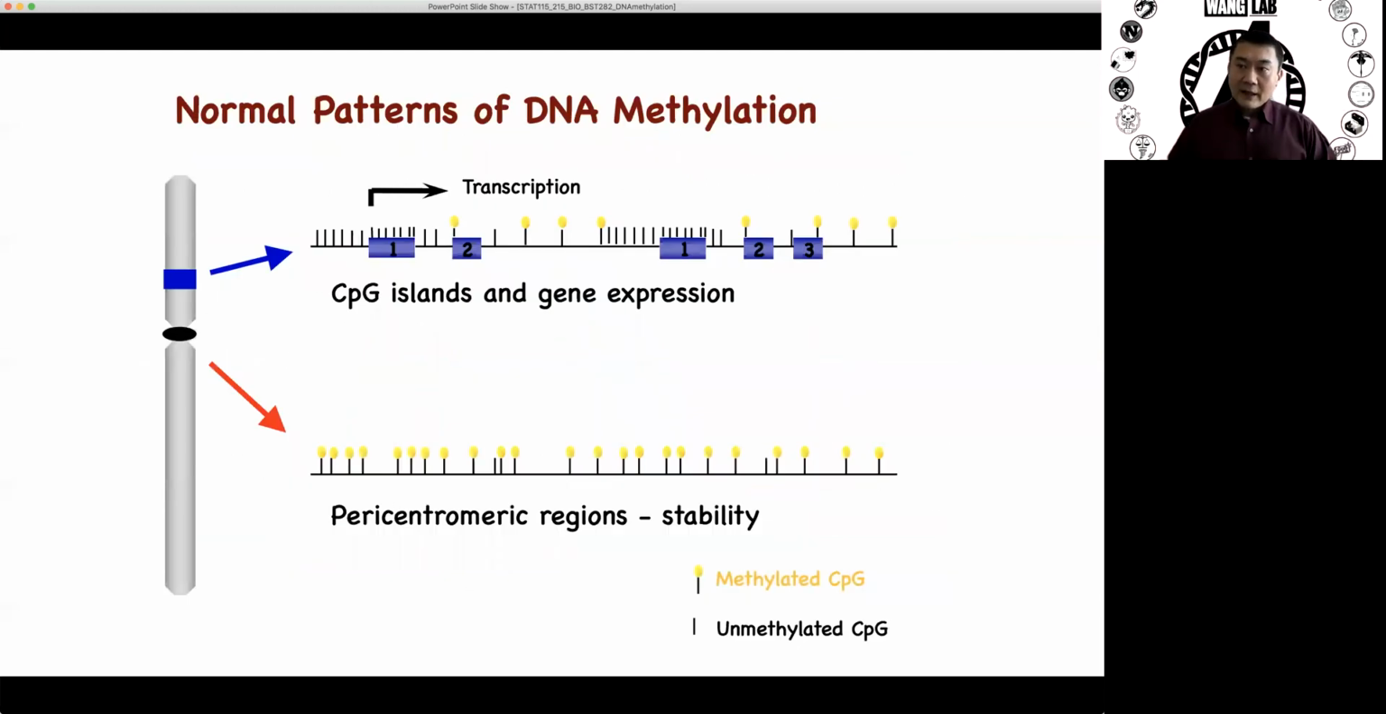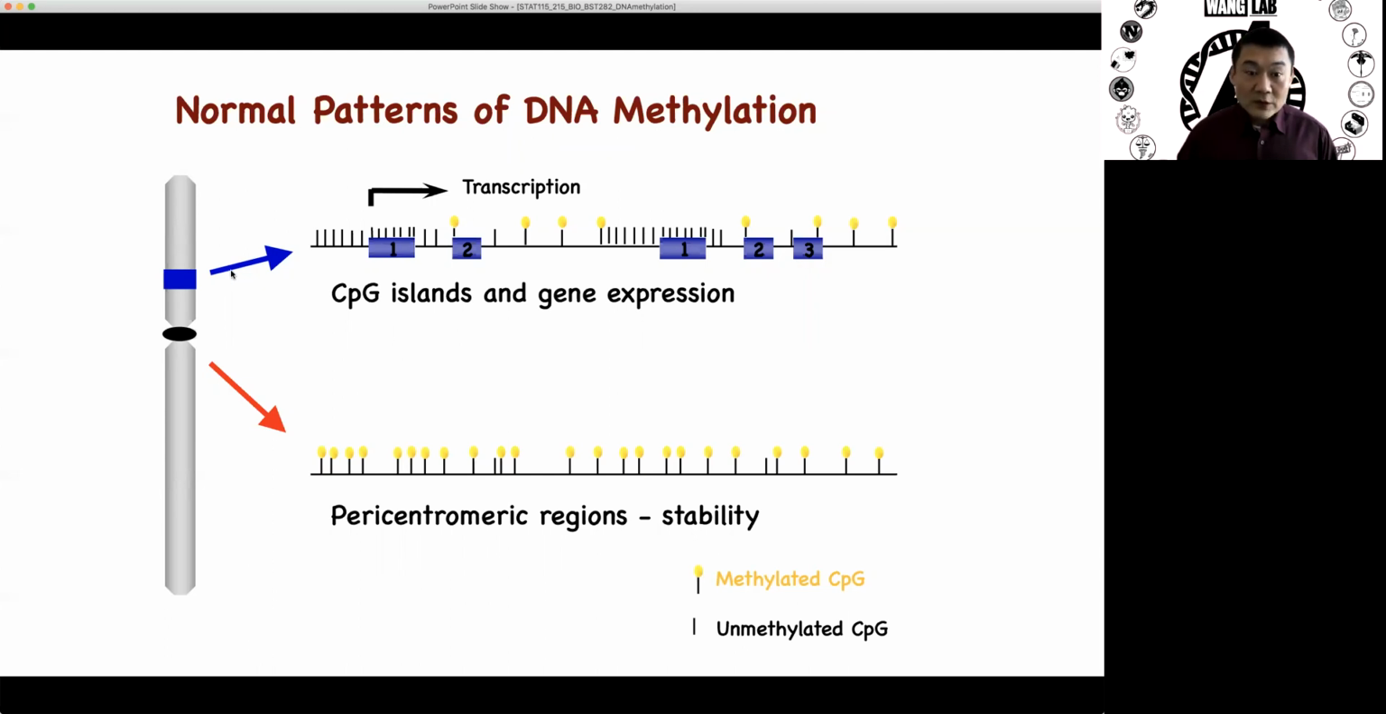But in the context of what we want to understand, this normal pattern of methylation is in relationship to gene expression and genome stability, right? So here, I use this to represent a euchromatic region, and over here is this paracentromeric region. So the little ticks here represent CpG sites. If there is a lollipop on top of it, this means that CpG site is methylated. Over here, I'm drawing two genes, with two exons here and three exons here.